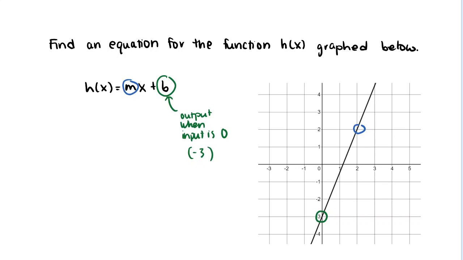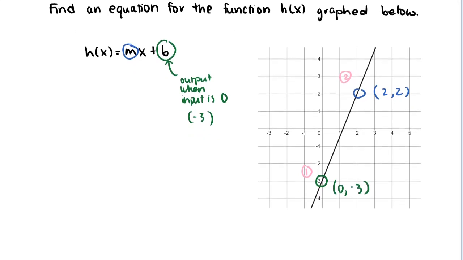So here maybe I'll label this my second coordinate and this one my first point. And so the second point here, right, this is the point (2, 2). And this first point, it's the point (0, -3). And so if I find the rate of change between these 2 points, I get 2 take away -3 divided by 2 take away 0. And this gives me 5 over 2, right?